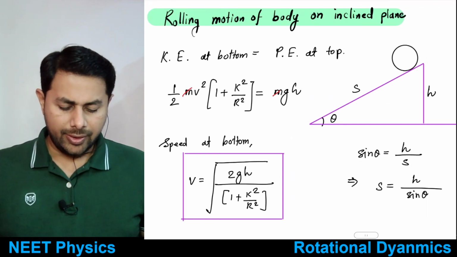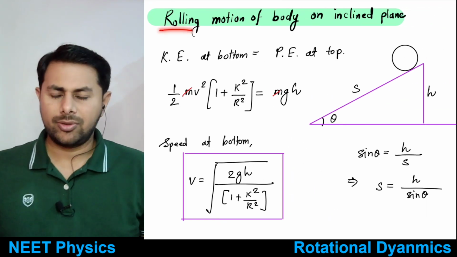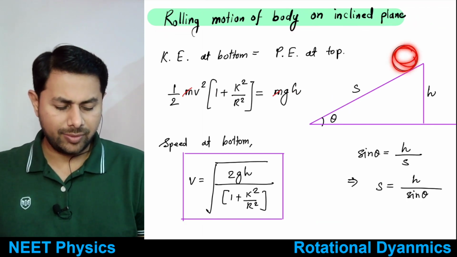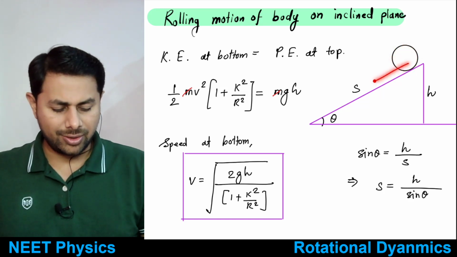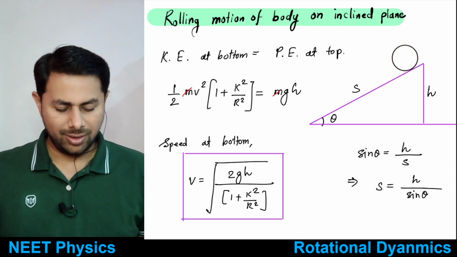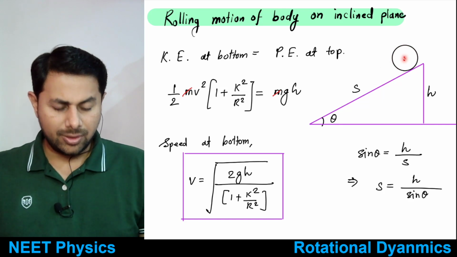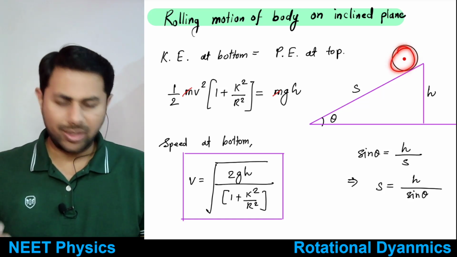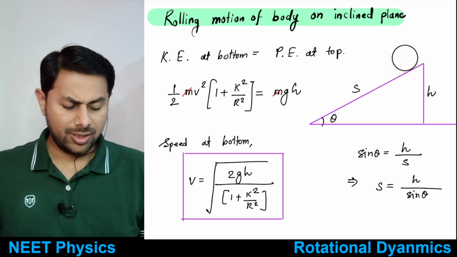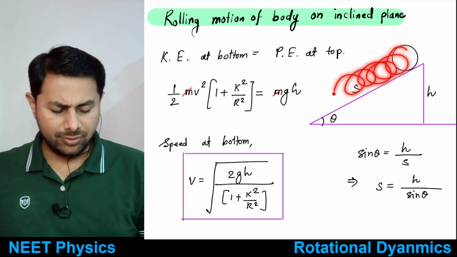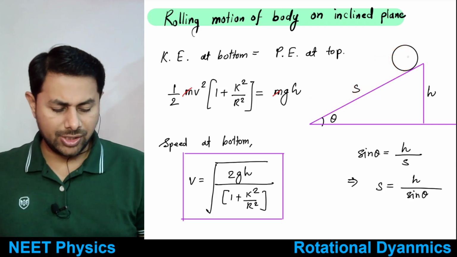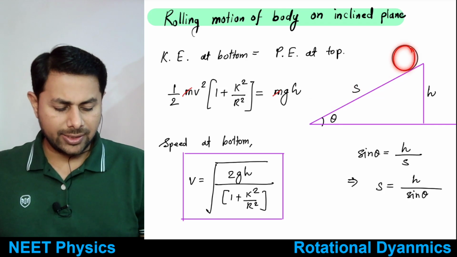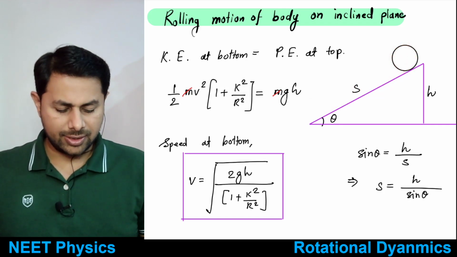Okay, then let's talk about the rolling motion of a body on an inclined plane. Suppose this body is just rolling on this inclined plane. Now this body will have some potential energy at the top, and as it rolls down, this potential energy will get converted to the kinetic energy. So I can say the potential energy at top is mgh.